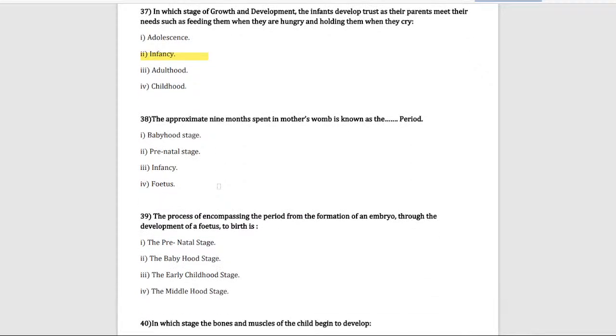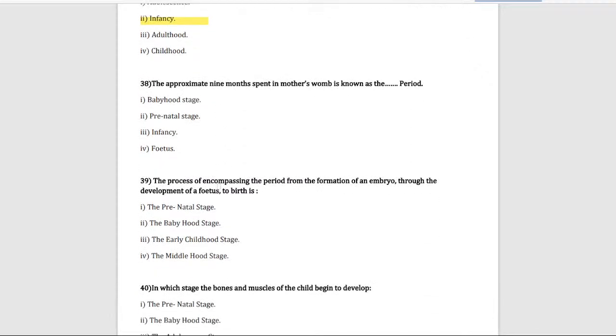Question number 38. The approximate 9 months spent in the mother's womb is known as the dash period. First, babyhood stage. Second, prenatal stage. Third, infancy. Fourth, fetus. And the correct answer for question number 38 is prenatal stage. So the approximate 9 months spent in mother's womb is known as the prenatal stage.